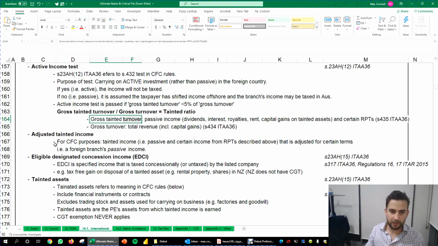So adjusted tainted income. For CFC purposes, tainted income, i.e. passive income and certain income from RPTs above, that is adjusted for certain terms, i.e. a foreign branch's passive income. Now another term we used above was the eligible designated concession income, EDCI. This is specified income that is taxed concessionally or untaxed by a listed country. E.g. a tax-free gain on disposal of a tainted asset, for example in New Zealand, because New Zealand doesn't have CGT, but it is a listed country.